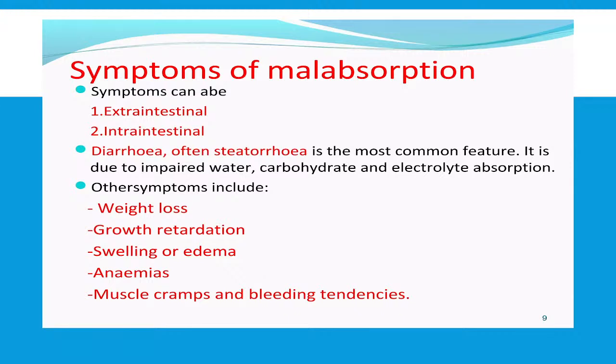Then symptoms of malabsorption. Symptoms of malabsorption can be extraintestinal and intraintestinal. The most common symptom is diarrhea, mainly steatorrhea, which is the most common feature. It is due to the impaired carbohydrate, electrolyte, and water absorption. Other symptoms will include all the features of nutrient deficiency, that is weight loss, growth retardation, swelling or edema, anemia, muscle cramps and bleeding tendencies.